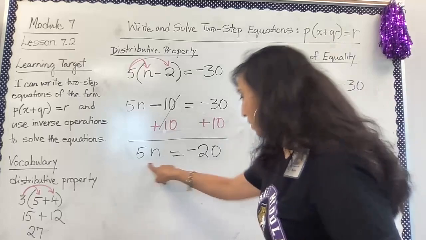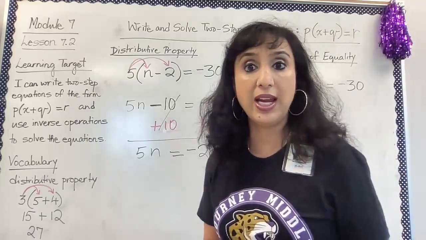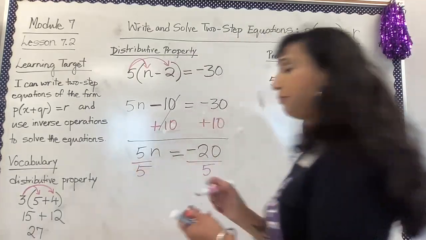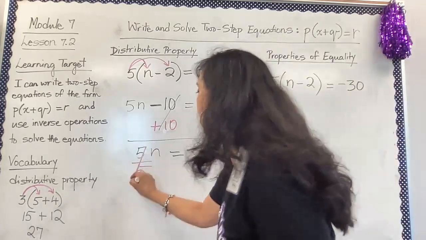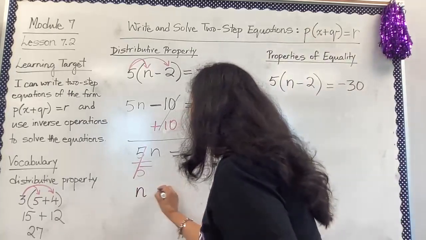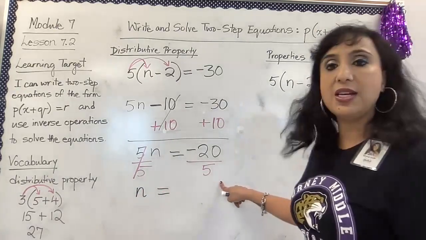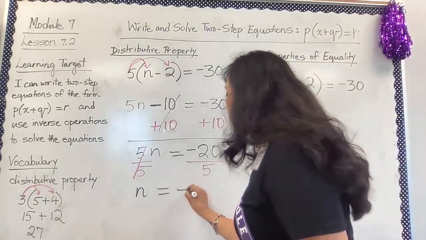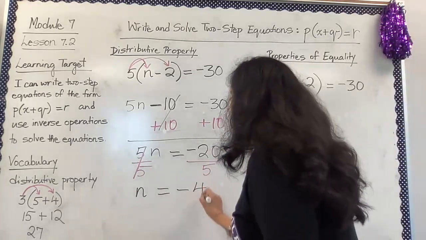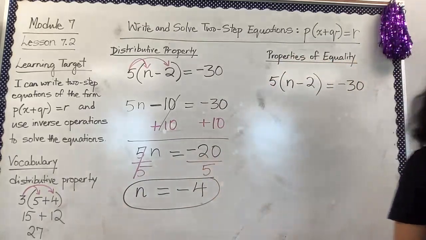And so this is multiplication, and the opposite of multiplication, I'm going to use the division property of equality. And I am going to divide both sides by 5, and 5 divided by 5 gives me 1, and 1 times n is going to give me n, is equal to negative divided by positive is going to give me a negative quotient, so negative, and 20 divided by 5 gives me 4. So n is equal to negative 4, and this is the distributive property method.